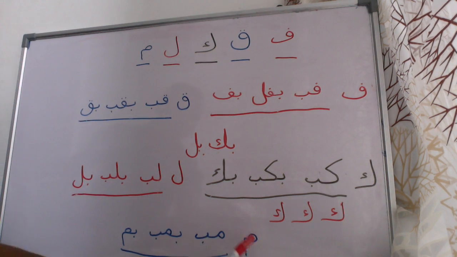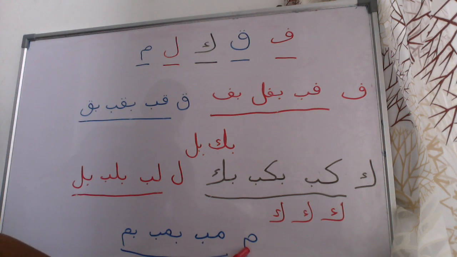And the last letter here, mim. Okay, this is mim standing alone, or written alone. This is the mim in the beginning, so it loses the tail, just like the other letters. And it comes across to connect it to the ba.